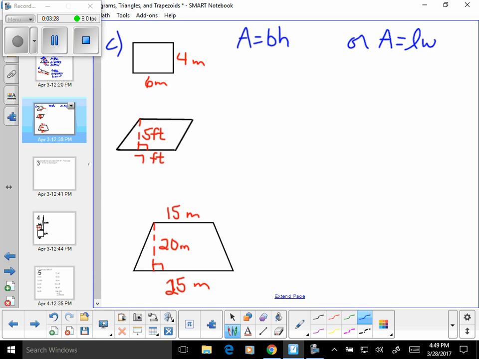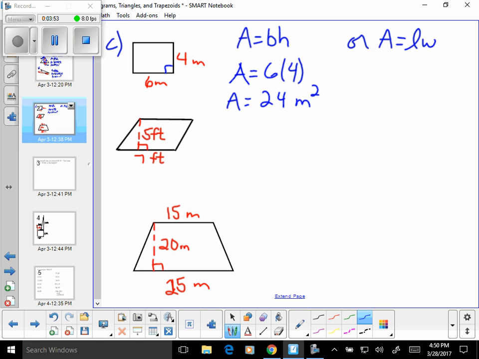We just commonly use base times height because it'll work for any parallelogram that you have, whether it's a rectangle, a square, or a plain parallelogram. In this situation, my base is 6. I have a right angle here, so that's where I use the height as being 4. And 6 times 4 is 24. Again, remember, area is expressed in square units, so it's meters squared.